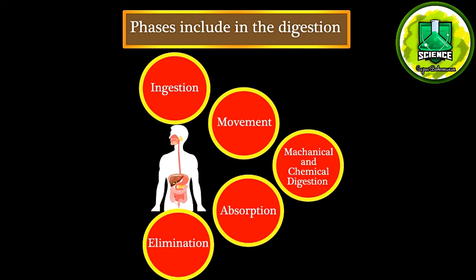Next one is mechanical and chemical digestion. This mechanical and chemical digestion takes place in the mouth cavity, stomach, and small intestine. Next process is absorption. It takes place in the mouth cavity, stomach, small intestine, and large intestine. The last process is elimination. Elimination means undigested food is released from the digestive system.